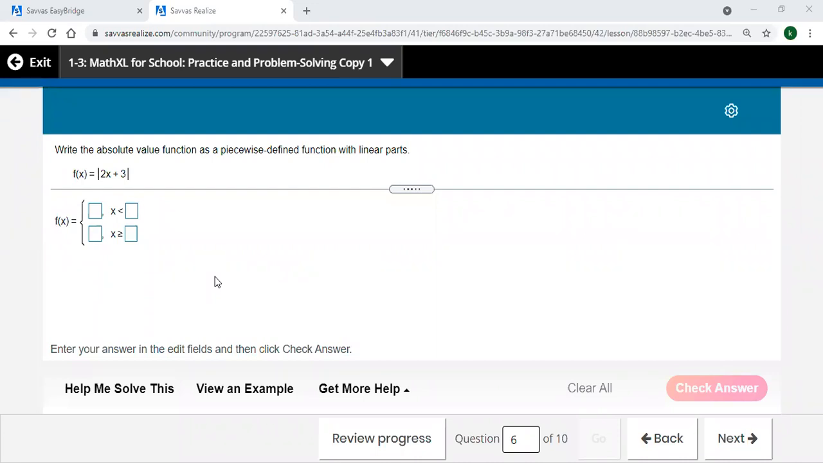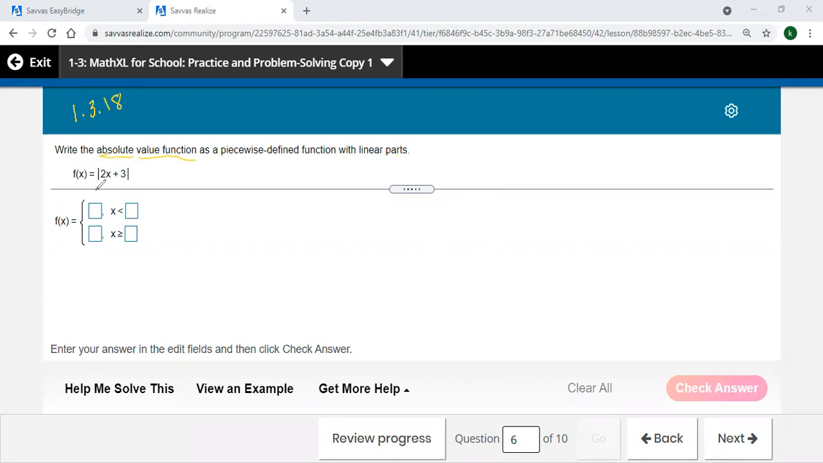All right, still in lesson 1-3, problem 6. And again, for me, that means 6 is 1.3.18. All right, so this is just a one-step problem. Write the absolute value function as a piecewise definition function with linear parts.